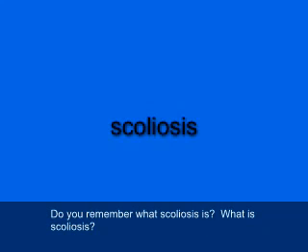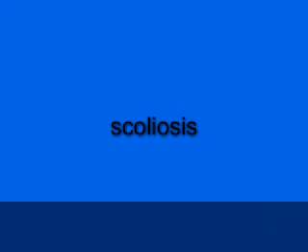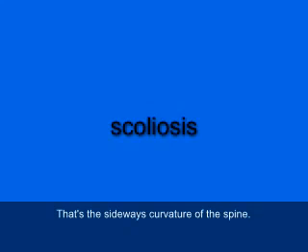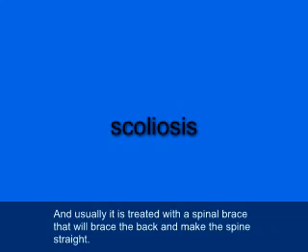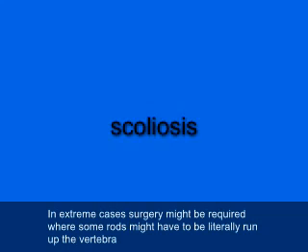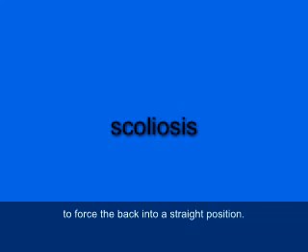Do you remember what scoliosis is? Well, that's the sideways curvature of the spine. And as you may know, this commonly occurs in adolescents about the time they hit their growth spurt. Usually it's treated with a spinal brace that will brace the back and make the spine grow straight. In extreme cases, surgery might be required where some rods might have to be literally run up the vertebra to force the back into a straight position.